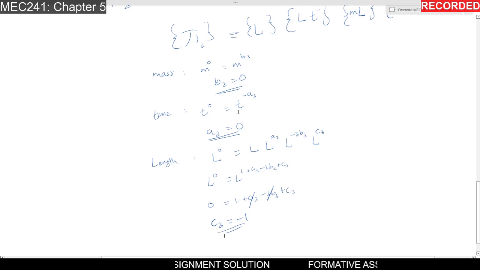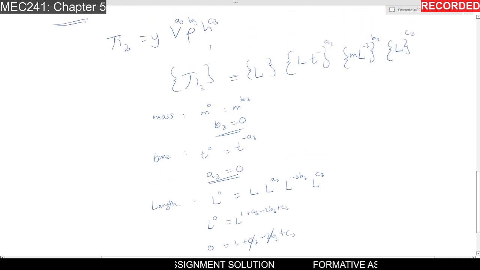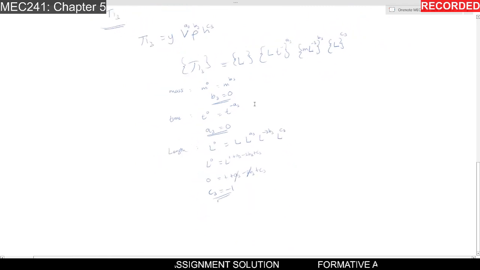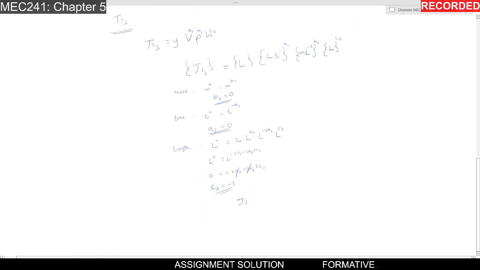So we substitute back into this pi 3 equation. So you will get pi 3: y, and then v we have a 0 power, so there is no v, and density we have b3, which is also 0, so we don't have density, and finally we only have h. So h is c3, we substitute with the power of minus 1 there. So pi 3 is y over h. Okay.